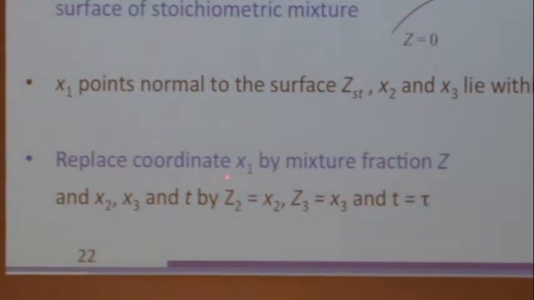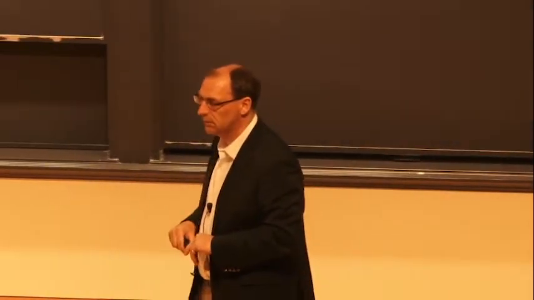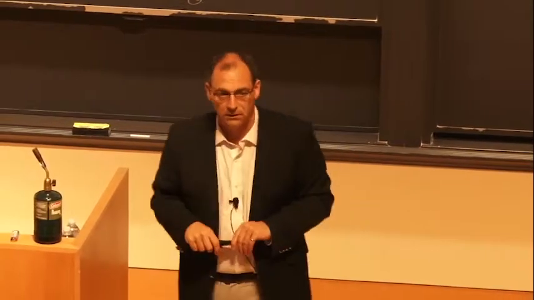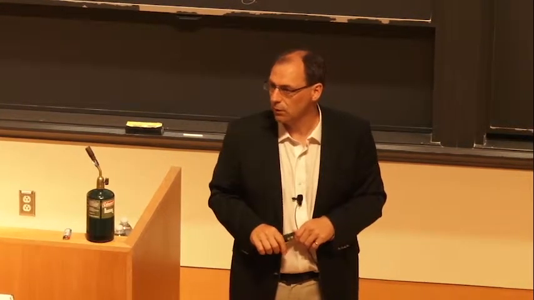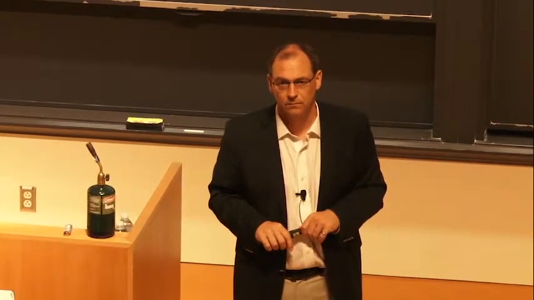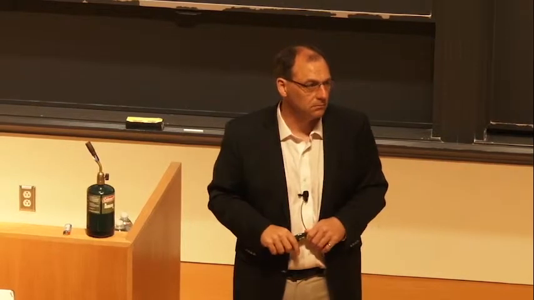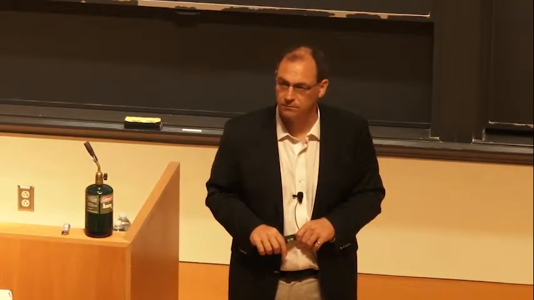X2 and x3 now, we call them z2 and z3. And the time we call tau, okay? Why do we need to give them new names if they stay the same? Now, this is just a mathematical reason. Why do we need new names when we do a coordinate transformation? Why can't we just leave them x2 and x3?